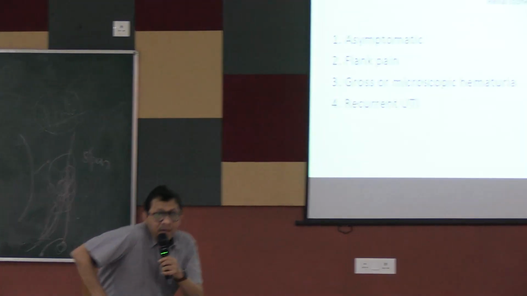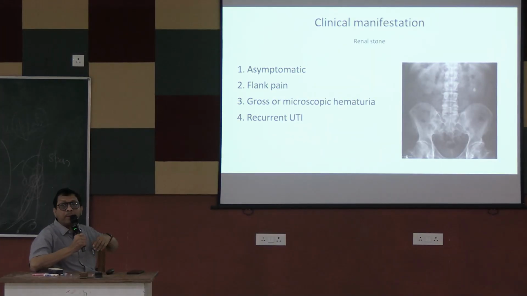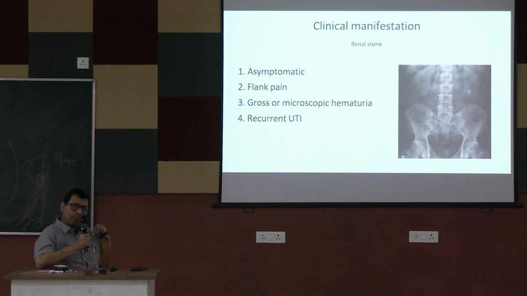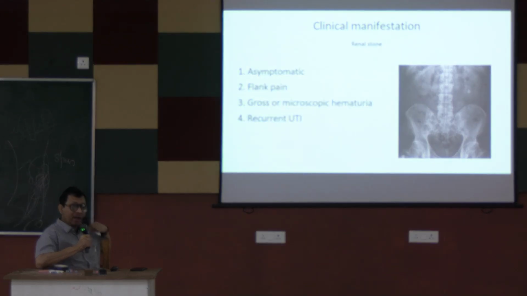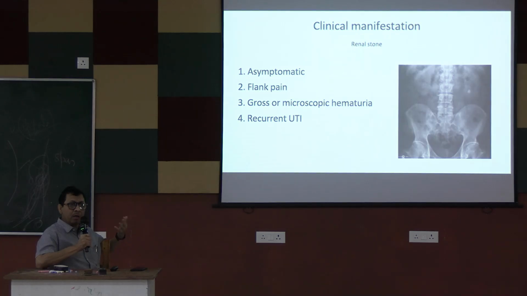Third is incidental finding of microscopic hematuria or gross hematuria. It can also come as gross hematuria, though the incidence of hematuria is much less in relation to urinary neoplastic disease, but still this is a presentation, especially if it is a lower calyceal stone which is not detected, lying down for a long time. It may come as hematuria as a presentation in the clinic.